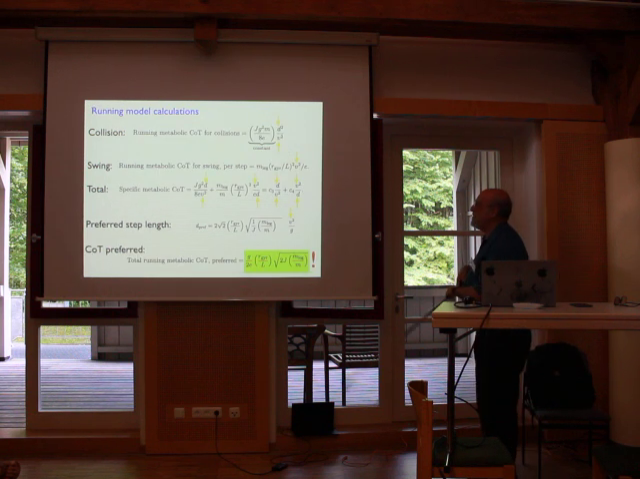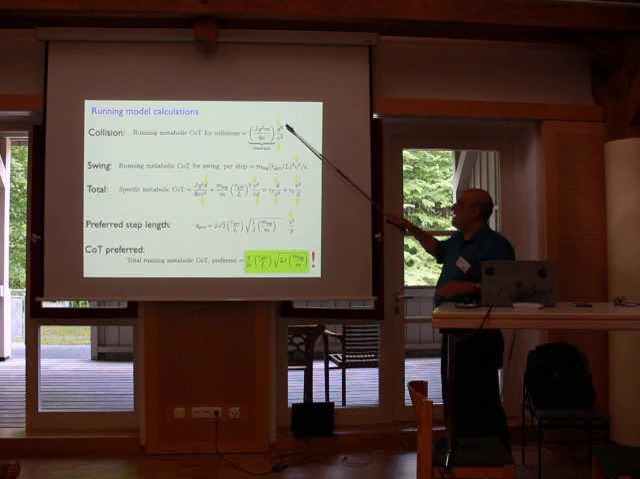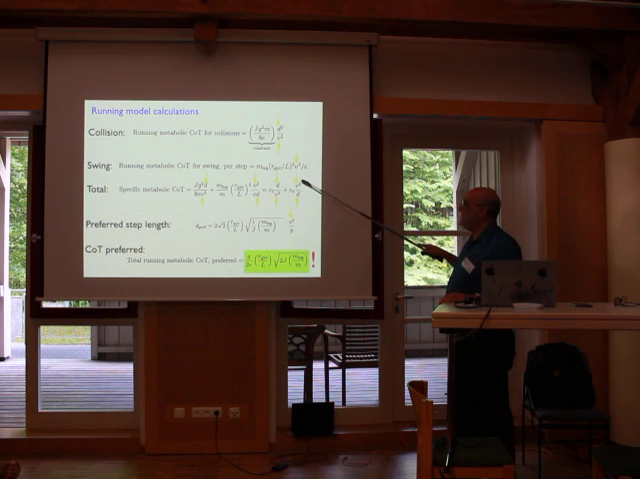So you do the same calculation for running, working out the collision, and the arrows just point at the key variables. The total cost of transport now is a different form than last time.